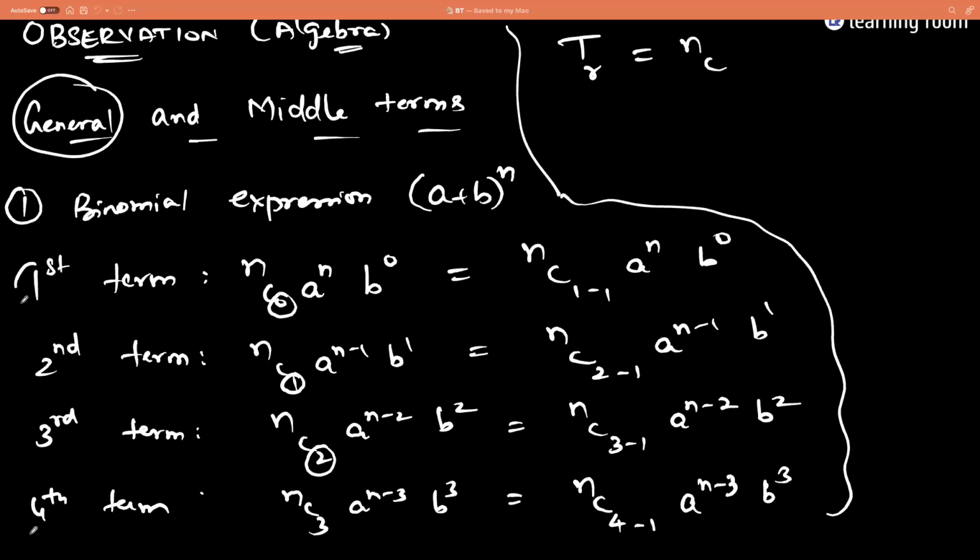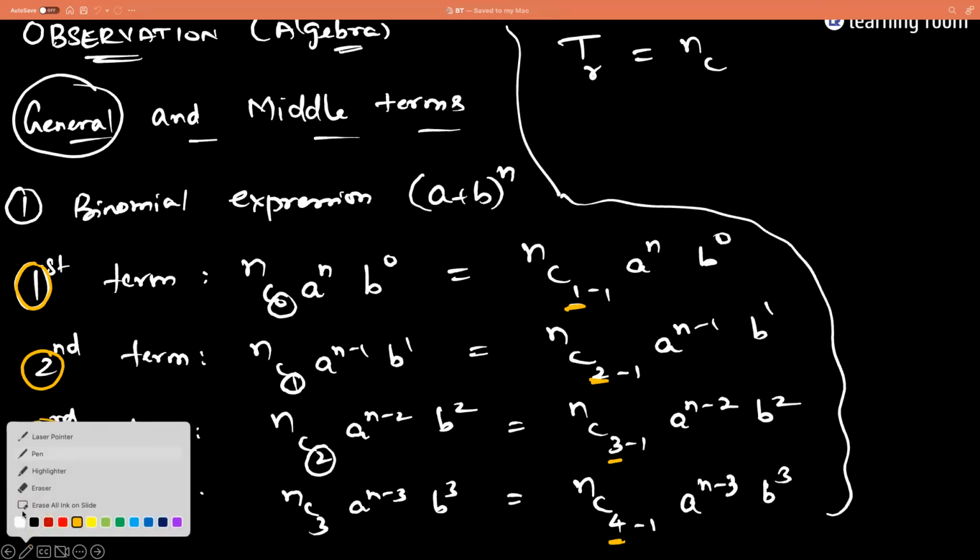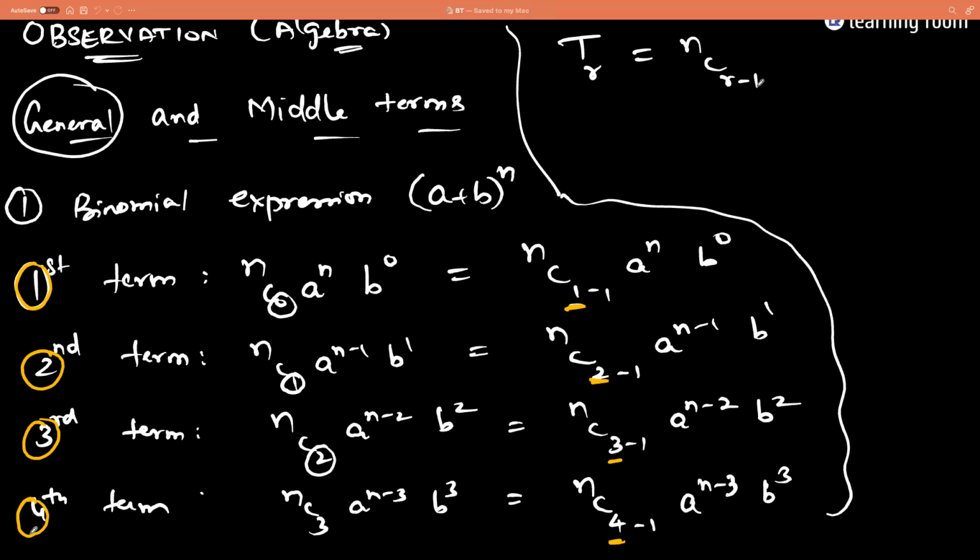nC, look here. If it is the first term, it is 1 minus 1. See, I'm using another color, observe. If it is the first term, 1 minus 1. If it is a second term, 2 minus 1. If it is a third term, 3 minus 1. If it is a fourth term, 4 minus 1. Correct? Then if it is the rth term, what will you have? nC(r minus 1) a power n minus r into b power r. Correct? Yes or no? Is it right?